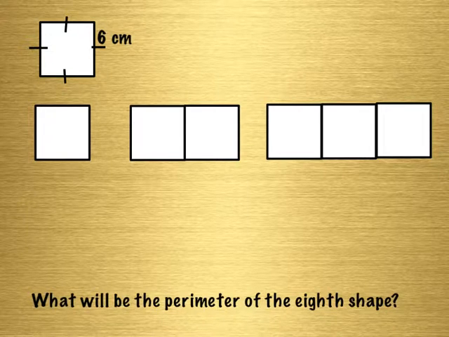So now you give it a try. Here we have a regular square, regular quadrilateral, all squares are regular. Each side is the same, and each side is 6 centimeters. The first, second, and third shapes are pictured for you here. If we keep adding squares, what is going to be the perimeter of the eighth shape? So pause the video here, give it a try, and when you come back, I'll have the answer for you.